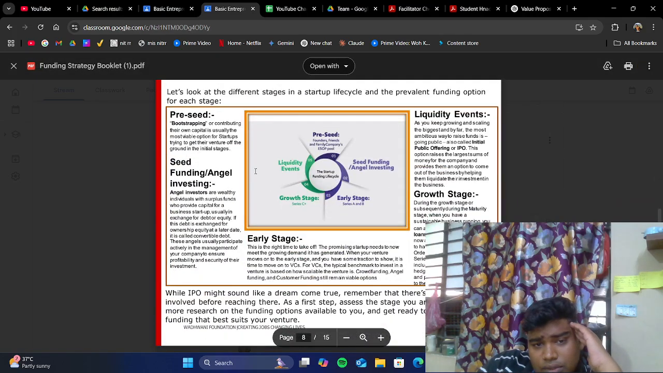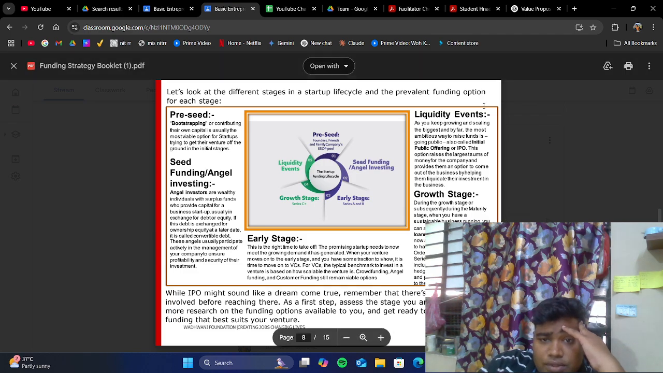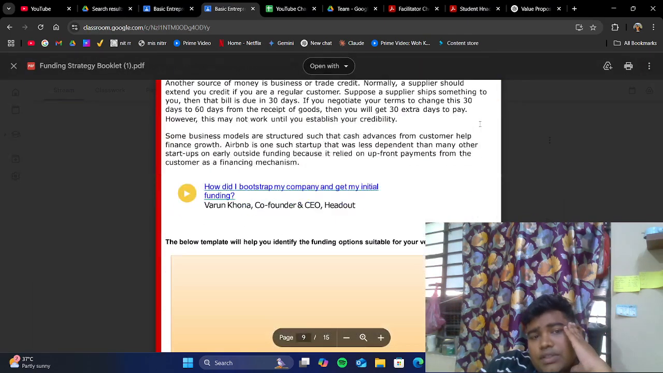So there are different stages of funding rounds. First is pre-seed round, second is seed funding, third is early stage, fourth is growth stage, fifth is liquidity stage.